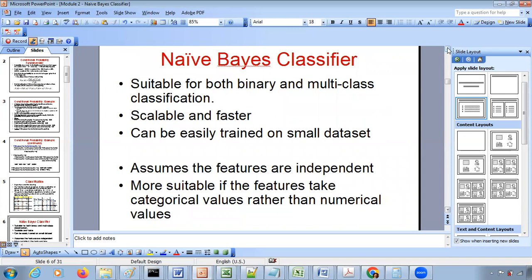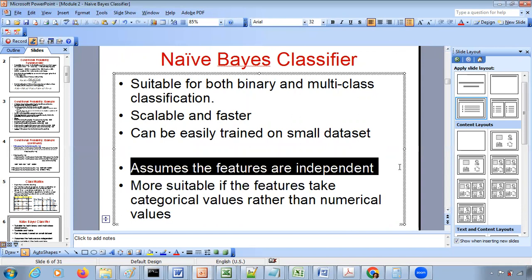On the other hand, the naive Bayes classifier is inbuilt, straightforward, and can be applied to both binary and multi-class classification. It's scalable and very fast, and it can be easily trained on very small data sets. Now, one main assumption of the naive Bayes classifier algorithm is that the features are assumed to be independent.